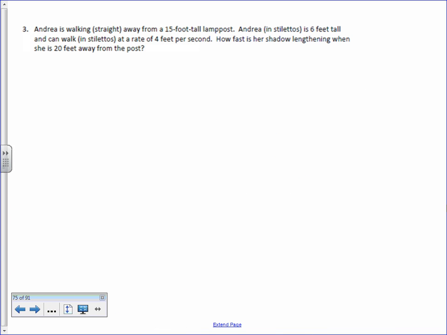Andrea is walking straight away from a 15-foot tall lamppost. I'm going to start drawing my picture right away. There's my lamppost, 15 feet. Andrea in stilettos is 6 feet tall, so she's walking away. So we'll put her over here, make sure she lines up on the ground. 6 feet tall, and she can walk at a rate of 4 feet per second. How fast is her shadow lengthening when she's 20 feet away from the post?